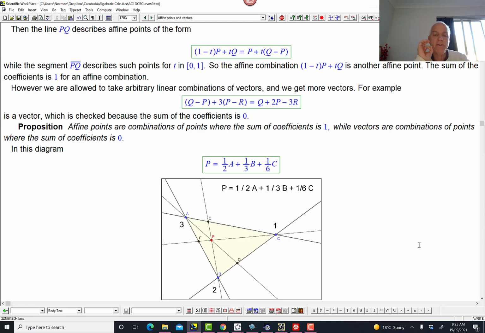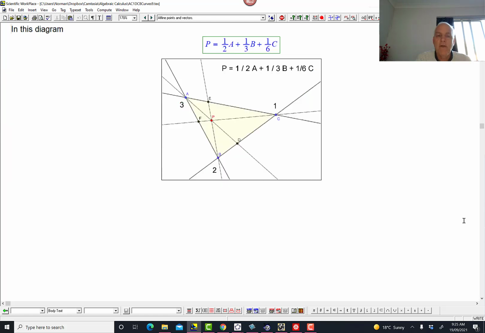Okay, so now I'm going to show you how this understanding really helps us understand barycentric coordinates and ratios like those involved in Ceva's theorem and Menelaus's theorem. So let's have a look at this diagram, okay? So we said that P is the point 1/2 A plus 1/3 B plus 1/6 C. And there it is geometrically.